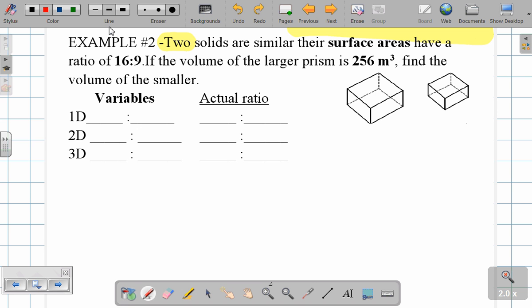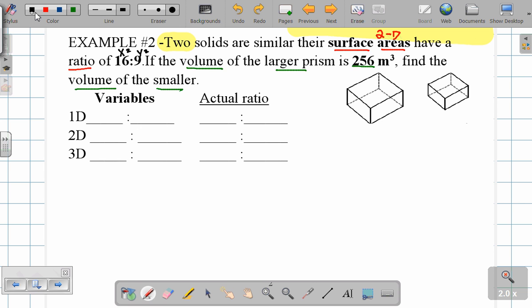Okay, let's summarize what we have. Underline surface area. Immediately identify the dimension you're working at. Underline the word ratio. Ratio. And that means since you're in the second dimension, that technically is your x squared, y squared. Volume of the larger, find the volume of the smaller.